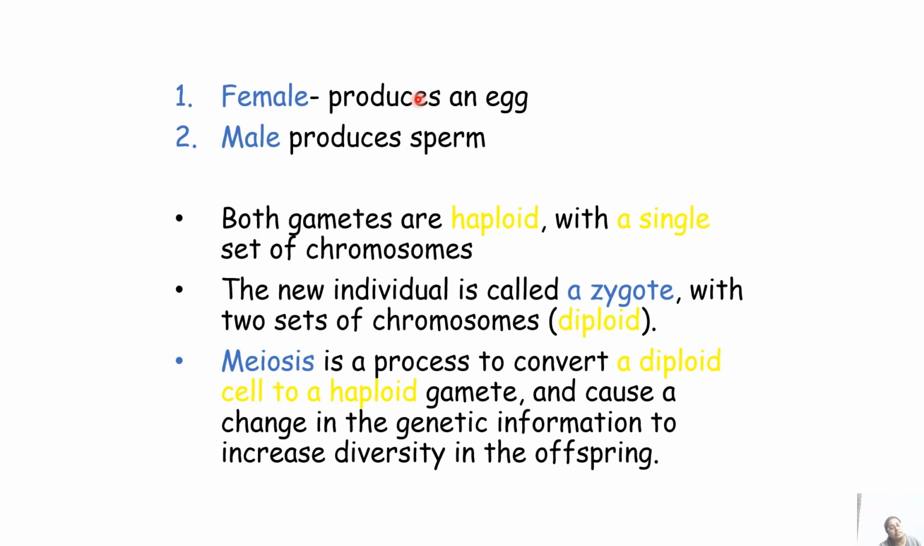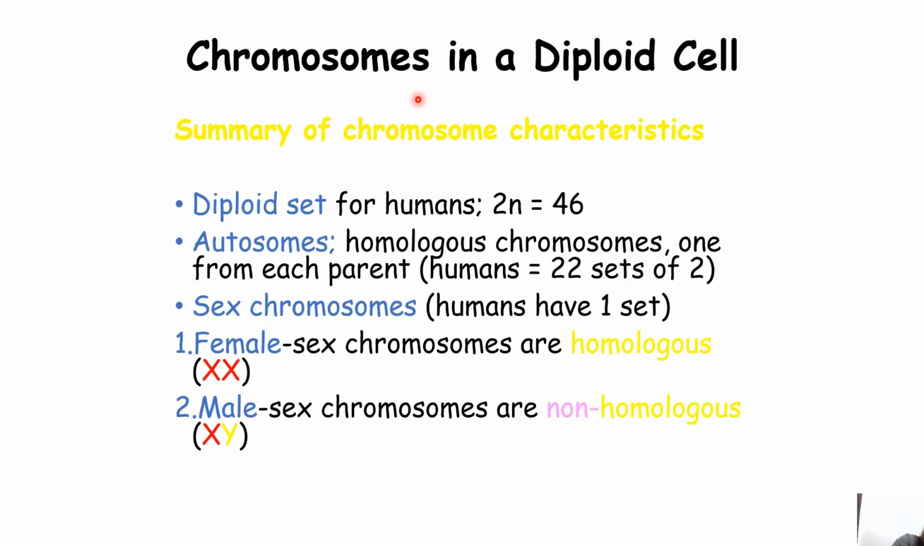So the female produces an egg, the male produces sperm, and both gametes are haploid, with a single set of chromosomes. The new individual is called a zygote, with two sets of chromosomes, diploid. Meiosis is a process to convert a diploid cell to a haploid gamete, causing a change in the genetic information to increase diversity in the offspring.